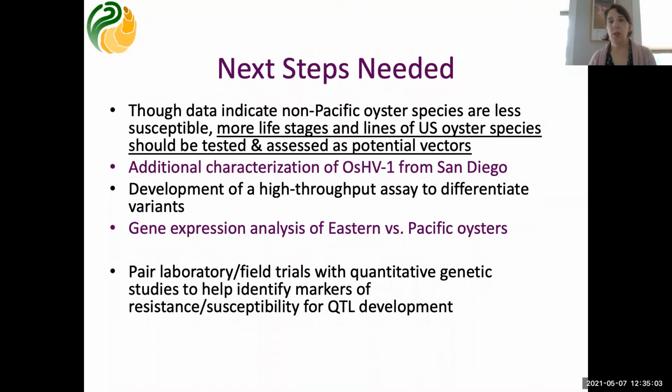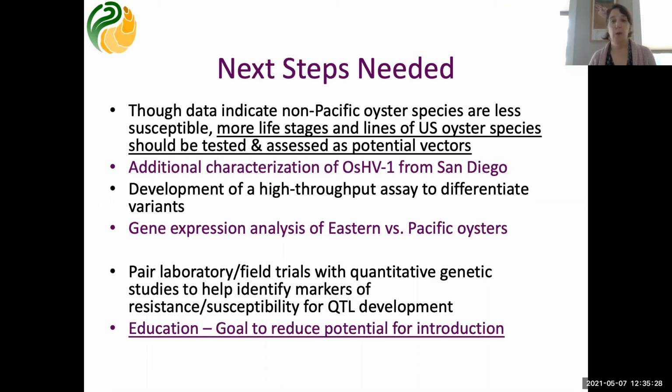So what do we really need to do in the long term? I think we need to pair laboratory and field trials with quantitative genetic studies to really identify those markers of resistance and susceptibility. And this has to do with the fact that for the most part, our culture systems are outside of the endemic zone. So to be really ready for these viruses, we have to have tools developed. And of course, our end goal is to reduce potential for introduction.